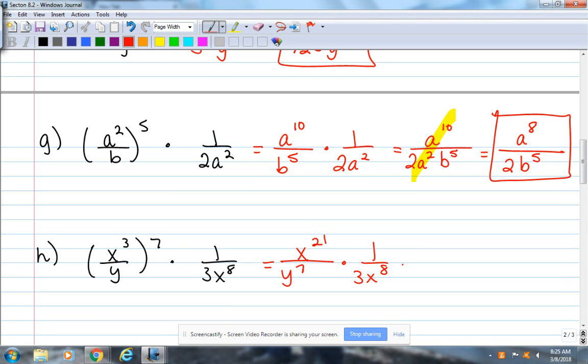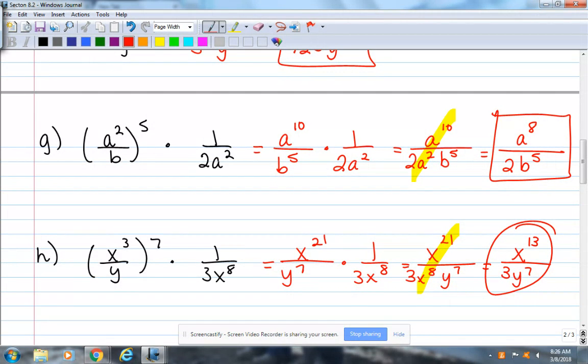X to the 21 times 1 is x to the 21st. And then these are no like bases, so I'm just going to rearrange them in alphabetical order. Can we simplify anything? The x's are the same base, so we can subtract those and get x to what power? 13th. Does it go on top or bottom? Big kid gets leftovers. And there's my final answer. X to the 13th over 3y to the 3rd. So you go until your bases are all different and your numbers are all simplified as a fraction.